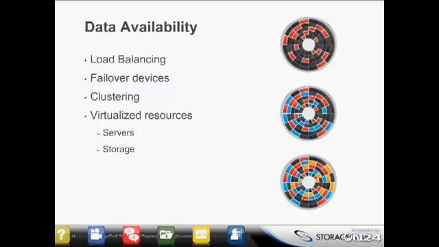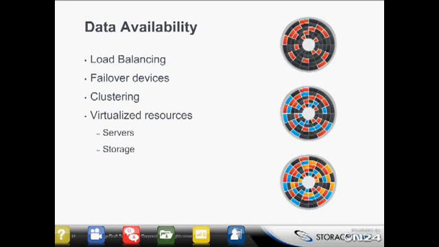Well, in this case, let's say that we're looking at data availability. And as you mentioned earlier, Chris, this could be any number of hardware and software architectures that we've built in. It could be load balancing across multiple application servers. It could be failover devices in a cluster. It could be virtualized resources like servers and storage, so that any of these systems are creating high availability. And in fact, this is where high availability fits in, is the data availability. This is crucial to the can I access my data when I need to access it side of the equation.